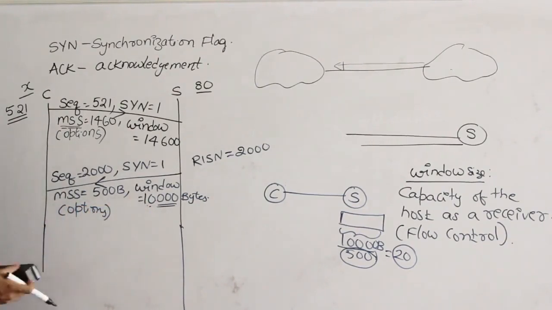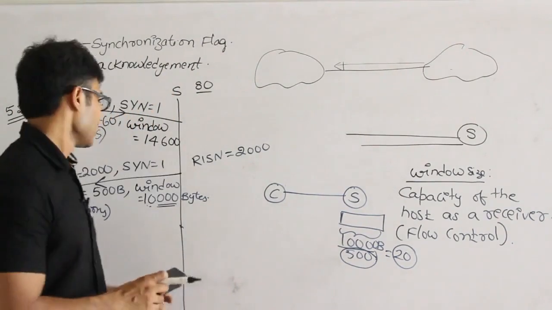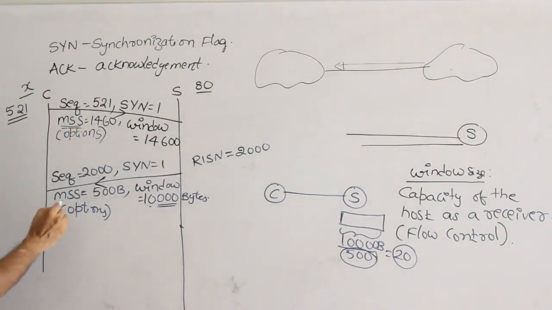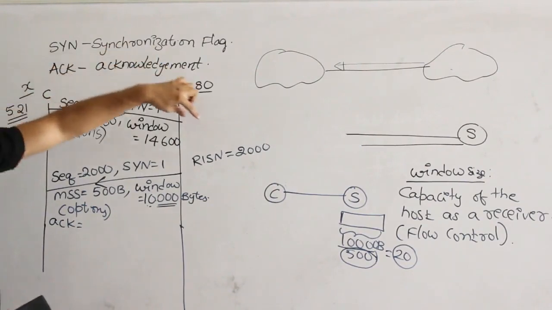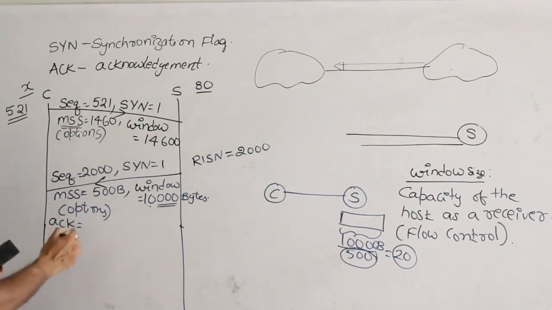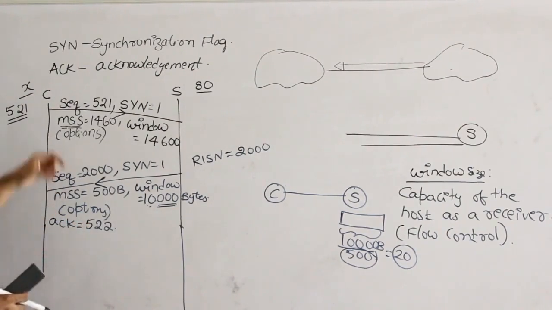Along with this, the other side should also say that I have received the packet you have sent, which means it should even send the acknowledgement. So it is going to say along with this one acknowledgement number also. It will say acknowledgement number is, see, you have sent 521, I received it, and I am going to wait for the next byte 522. It is very important, try to understand it.